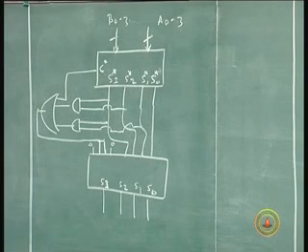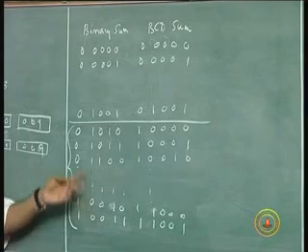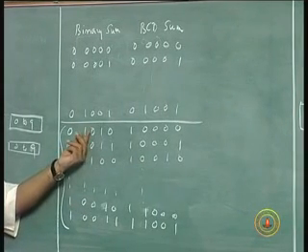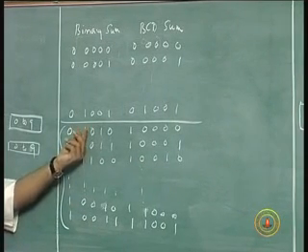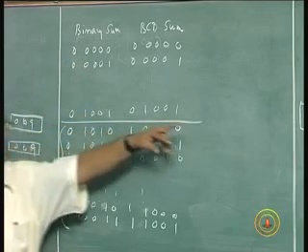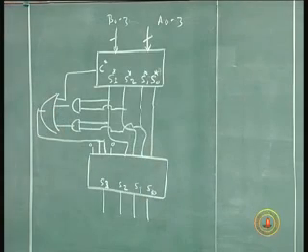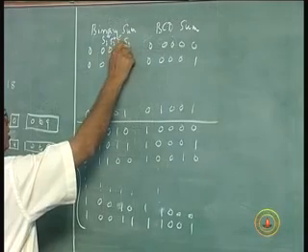When do you have to add 6? I have to add 6 whenever the sum exceeds 9. So how do you know the sum exceeds 9? This part of the truth table. If you study this part of the truth table, it happens whenever these two bits, binary sum, this is binary sum, S3, S2, S1, S0. This is binary sum.